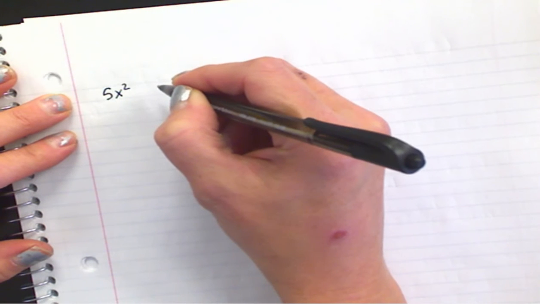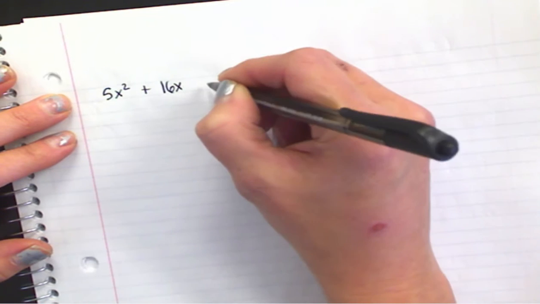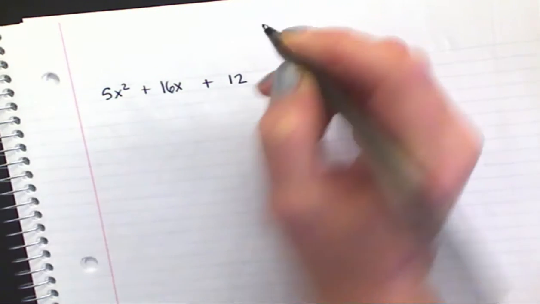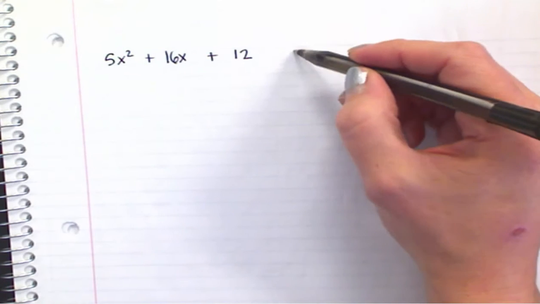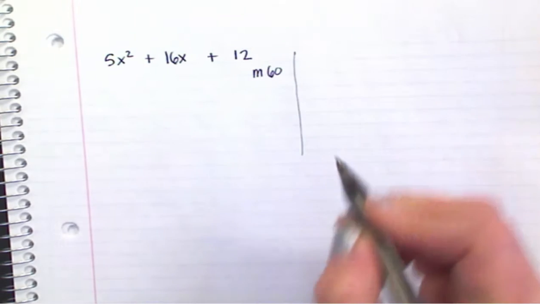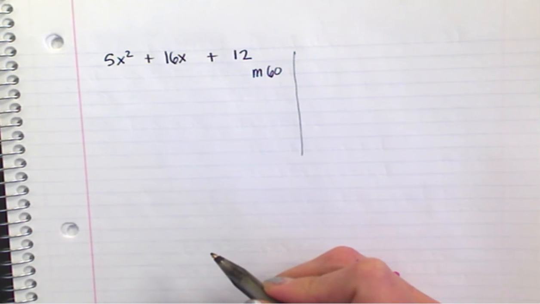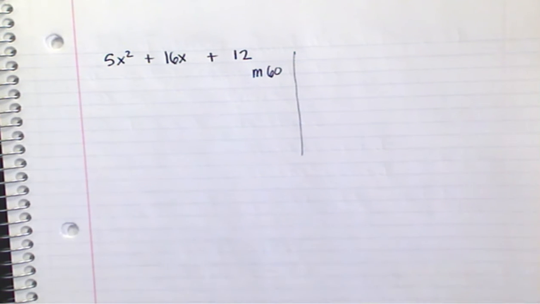5x squared plus 16x plus 12. Notice here that if you were going to do grouping, your number would be 60. 60 is still relatively small. Grouping could work very easily.